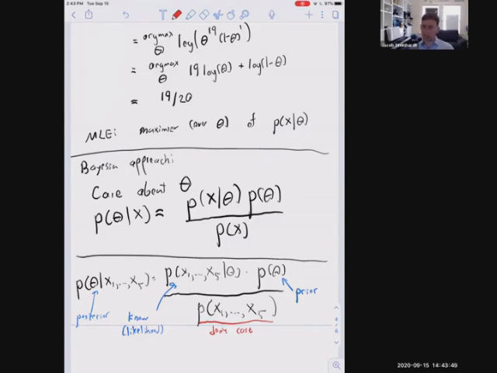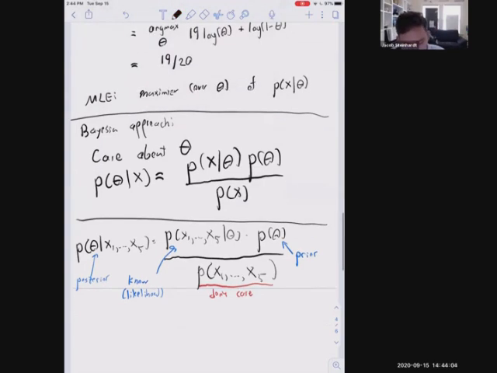X1 through X5 are all fixed because we've already seen them. So this is just going to be some fixed constant, and it's going to be whatever constant makes everything add up to 1, because these things are probabilities. So we're actually just going to ignore this.